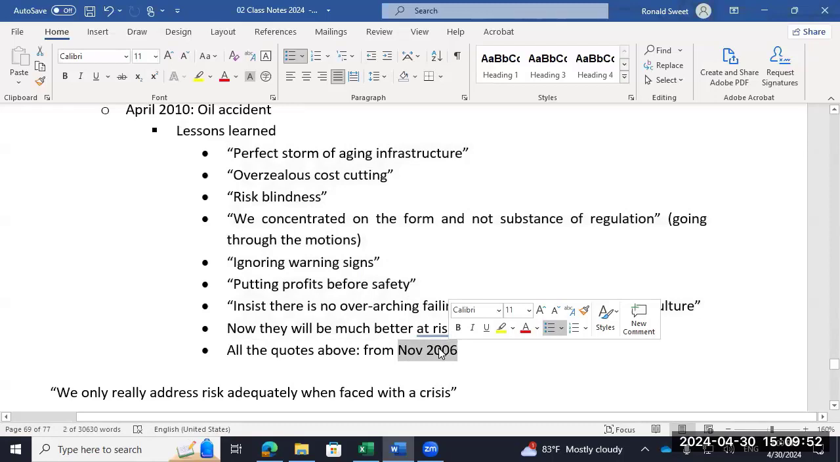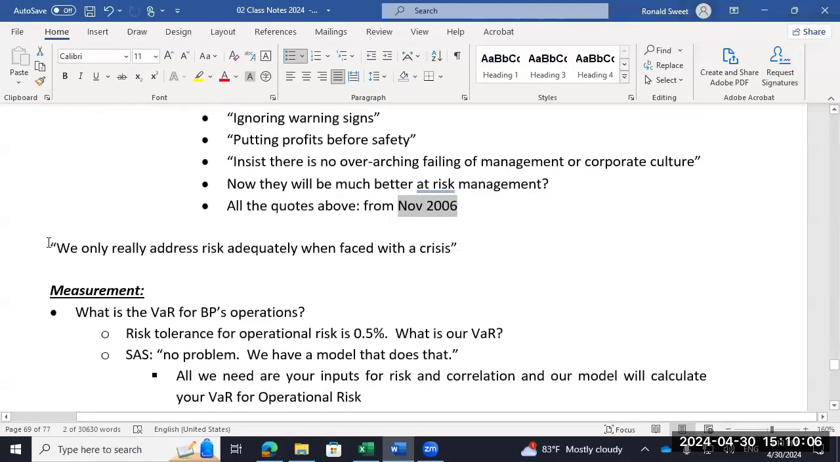and the date of the article was before their oil spill. This was their article about how they messed up on something else before that. And they're saying we fixed it all. So how good is management or risk management? They're not really all that good at it. This quote I like: we only address risk adequately in the middle of a crisis.